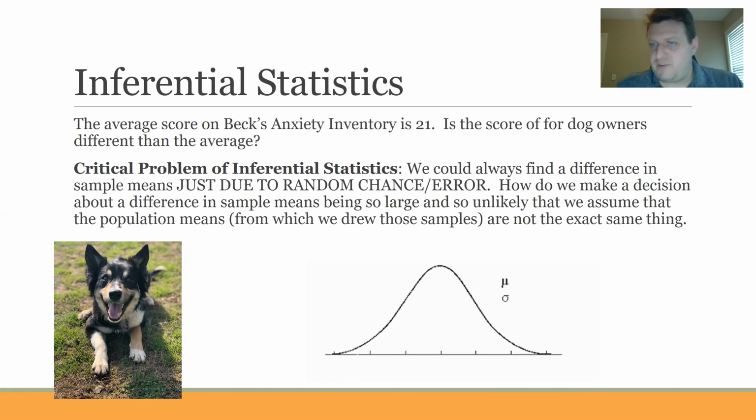We can always find a difference in the sample means, but the difference in the sample means could just be due to random chance or error. How do we go about our decision-making process to determine when the sample means are so large that we infer that there is indeed a difference in the population? How do we end up making those decisions? How do we deal with this random error or random chance causing some differences in our sample means? How do we account for that? That's the critical problem of inferential statistics.